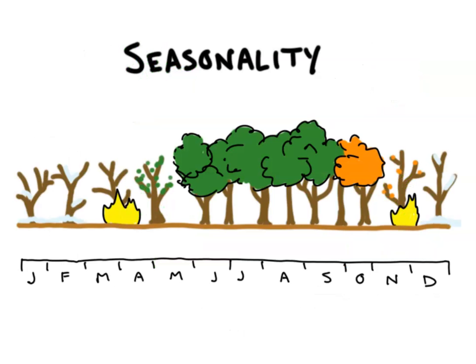Finally, we can look at the seasonality of fire. This means, as you might expect, what season fires typically burn in. Most organisms have some sort of seasonal cycle, such as trees growing and dropping their leaves, or animals mating and laying eggs at certain times of the year. A fire can have different effects on organisms depending on when during the seasons of the year it occurs.